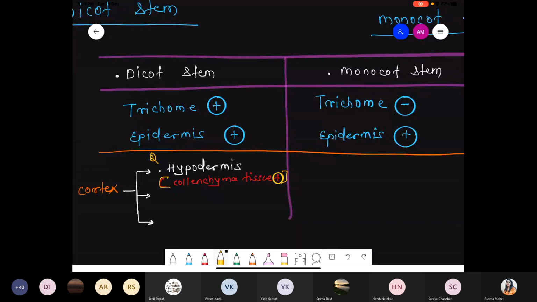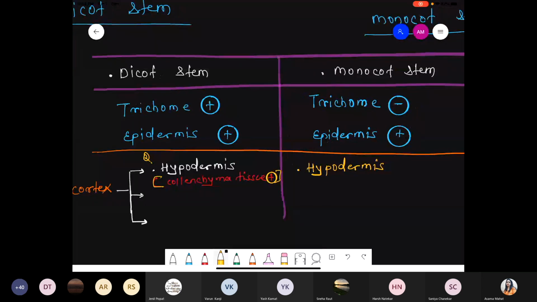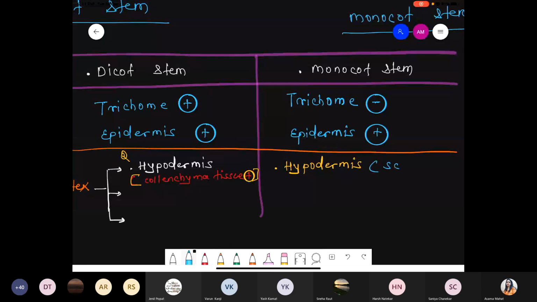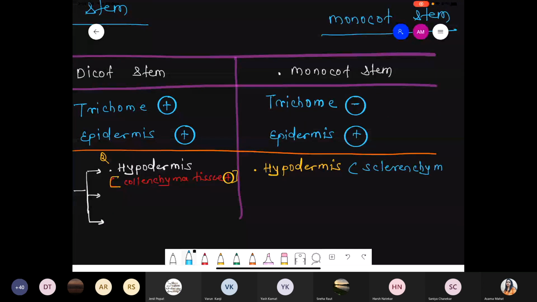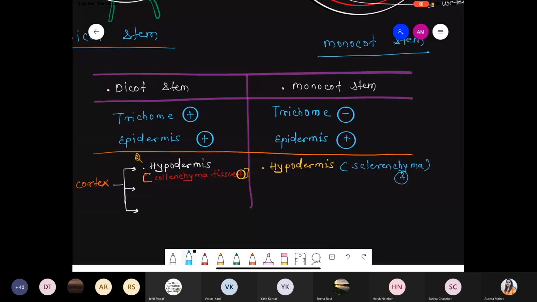Which type of tissue is present? Collenchyma. But when you compare this point with the hypodermis of the monocot, it is made up of dead tissue, that is sclerenchyma. They are made up of which tissue? Sclerenchyma tissue. Please see the differentiation. Dicot hypodermis is made up of collenchyma, while monocot hypodermis is made up of sclerenchyma, that is dead tissue. Got it? Okay.